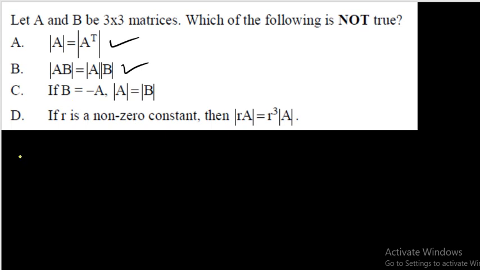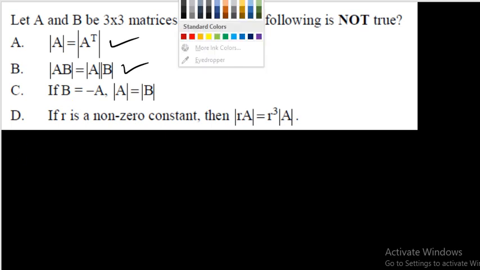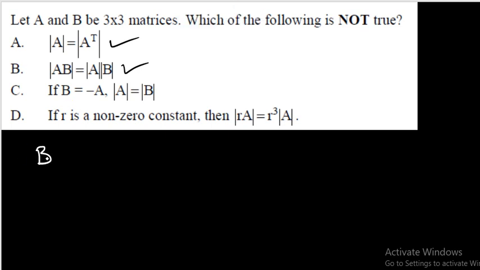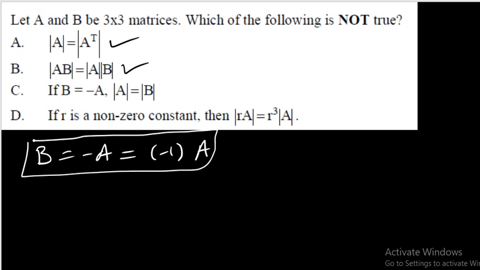But when you go to C, what does this say? Matrix B is the same as negative of A. This is the same as negative 1 times A. Okay, I can write it this way: matrix B equals negative of A, meaning negative 1 times A. So if we have this precondition, like an if condition, can we conclude that determinant of A is equal to determinant of B? No. The reason, B is equal to negative A.